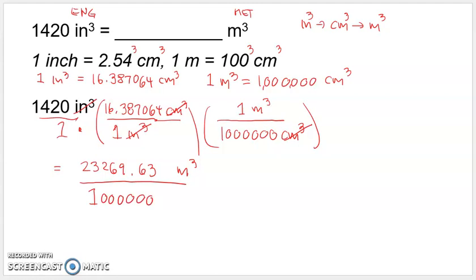Now when I divide by a million, I'm going to move my decimal place. So I take 23,269.63, divide it by a million, I move my decimal place over 1, 2, 3, 4, 5, 6. Or you could just divide. So this is going to be 0.02326963 meters cubed.